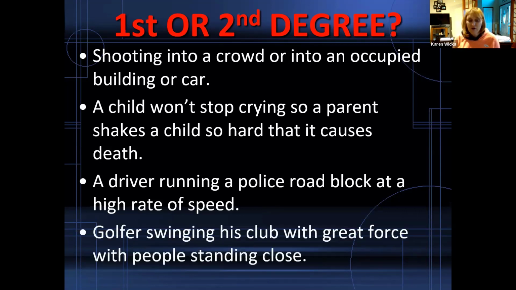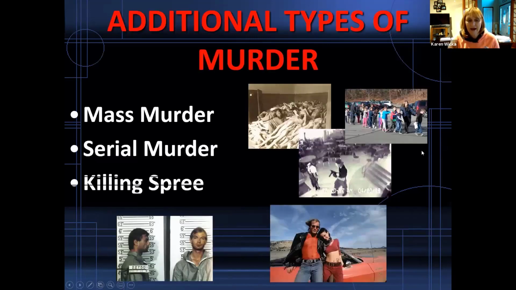And then the last one, a golfer swings his club with such great force, so the golfer misses and then just whizzes the club into the stands. Maybe you could say knowing. It's virtually certain if you do that, a metal object, you could kill somebody. Okay, so these would all fall more likely under second degree because you really could not prove that malice of forethought.